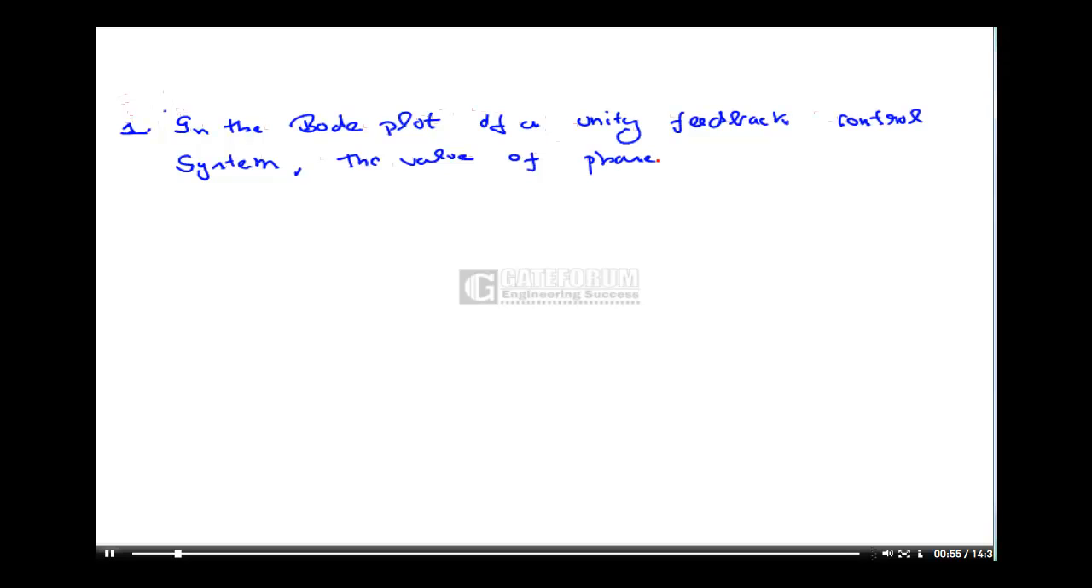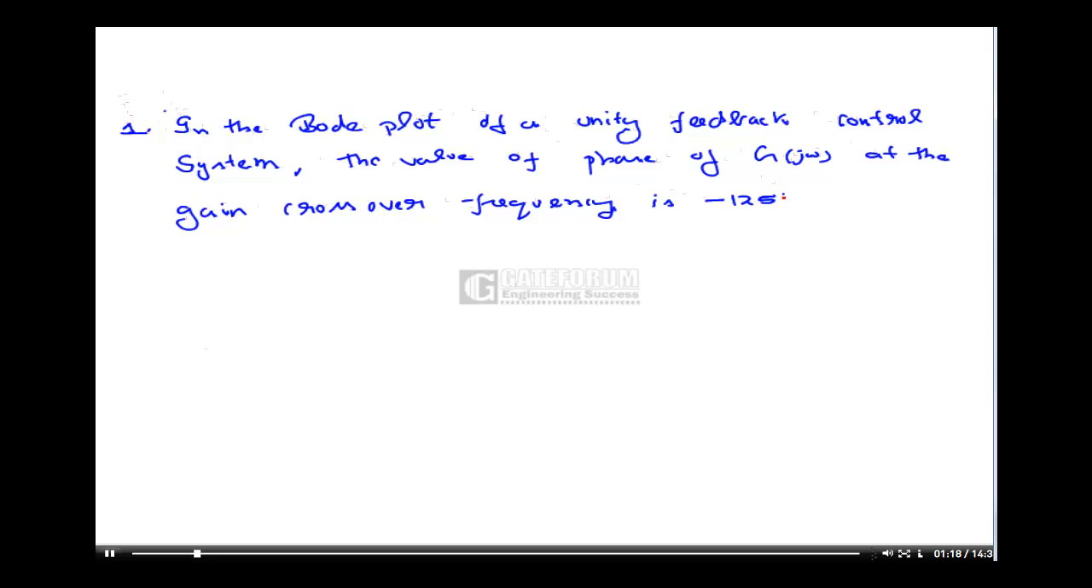In the Bode plot of a unity feedback control system, the value of phase of G(jω) at the gain crossover frequency is minus 125 degree. Now find the phase margin.